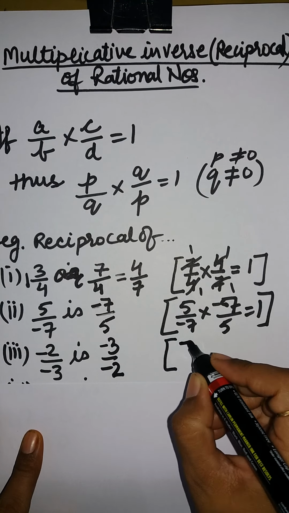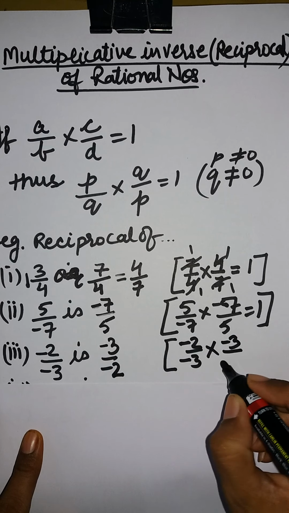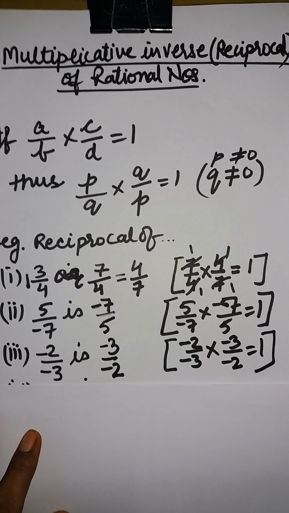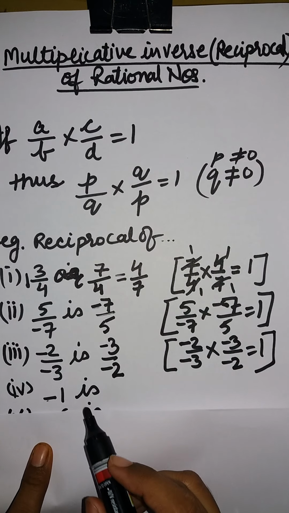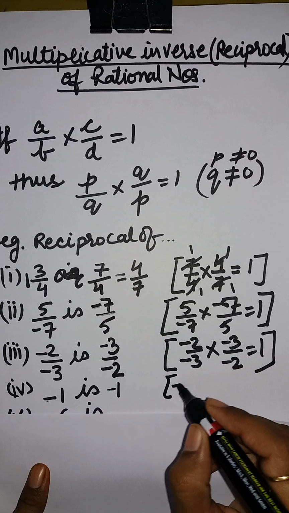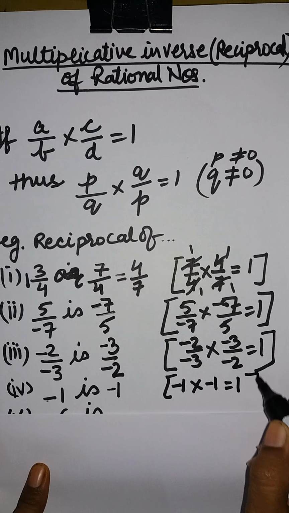We can check it here. Minus 2 by 3 with minus sign multiplied by minus 3 by minus 2. Their product will be 1. Reciprocal of minus 1 is minus 1. How? When we multiply minus 1 and minus 1, we get the product as 1.